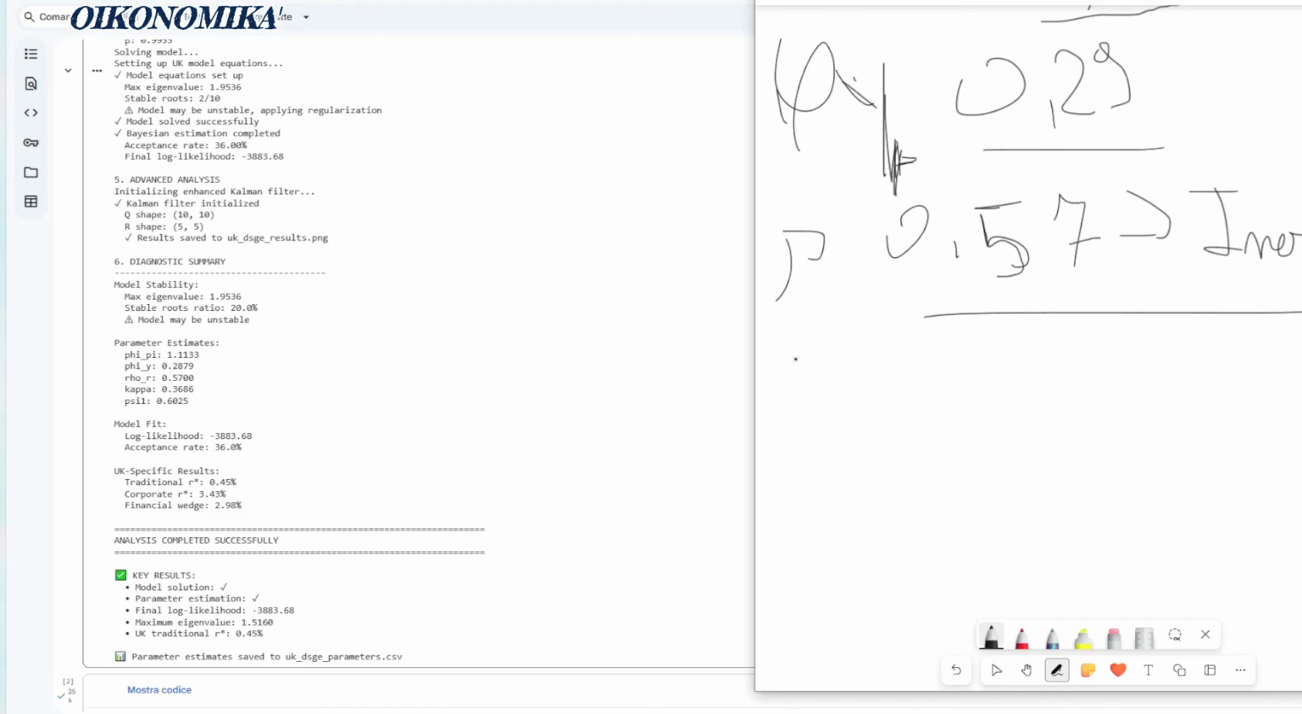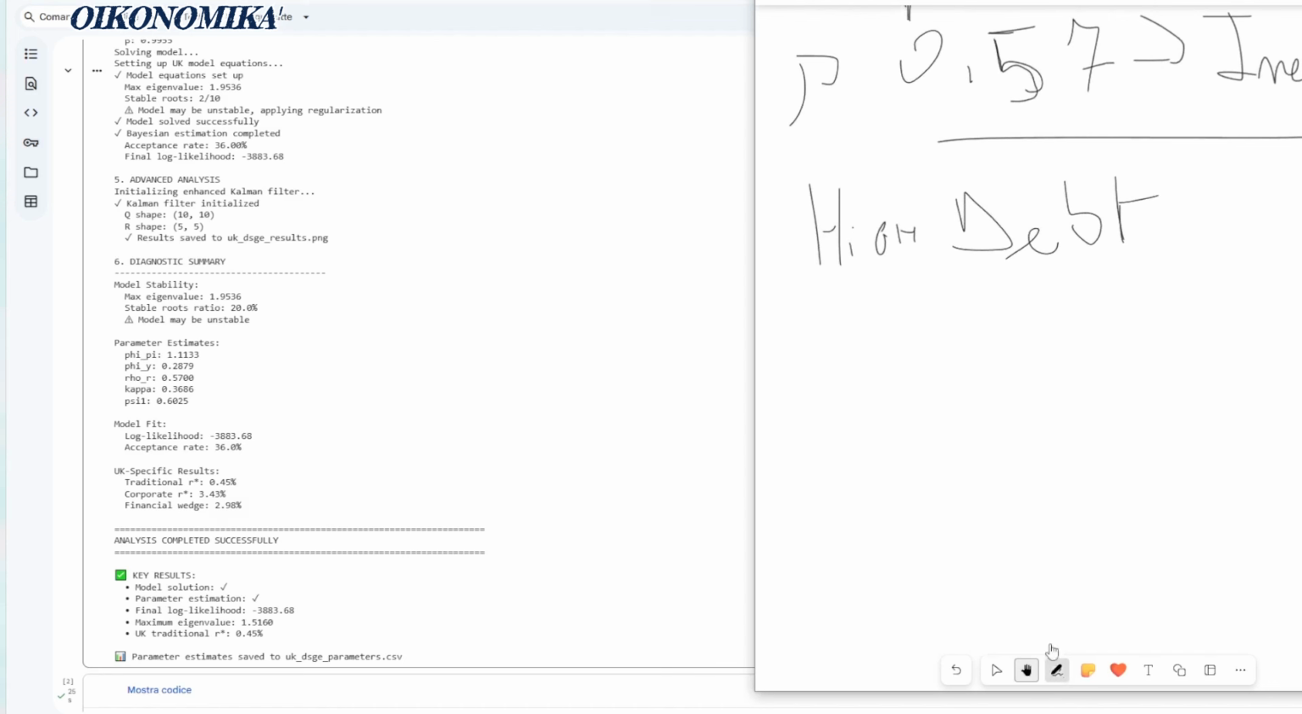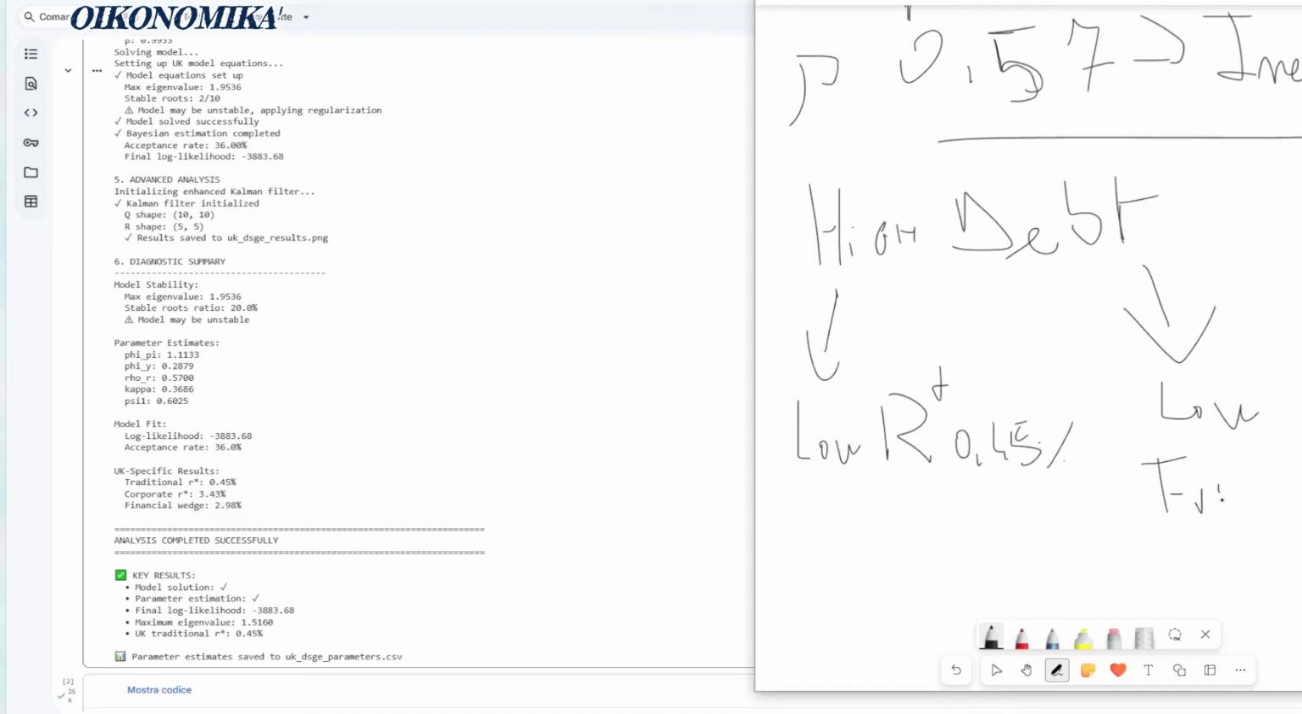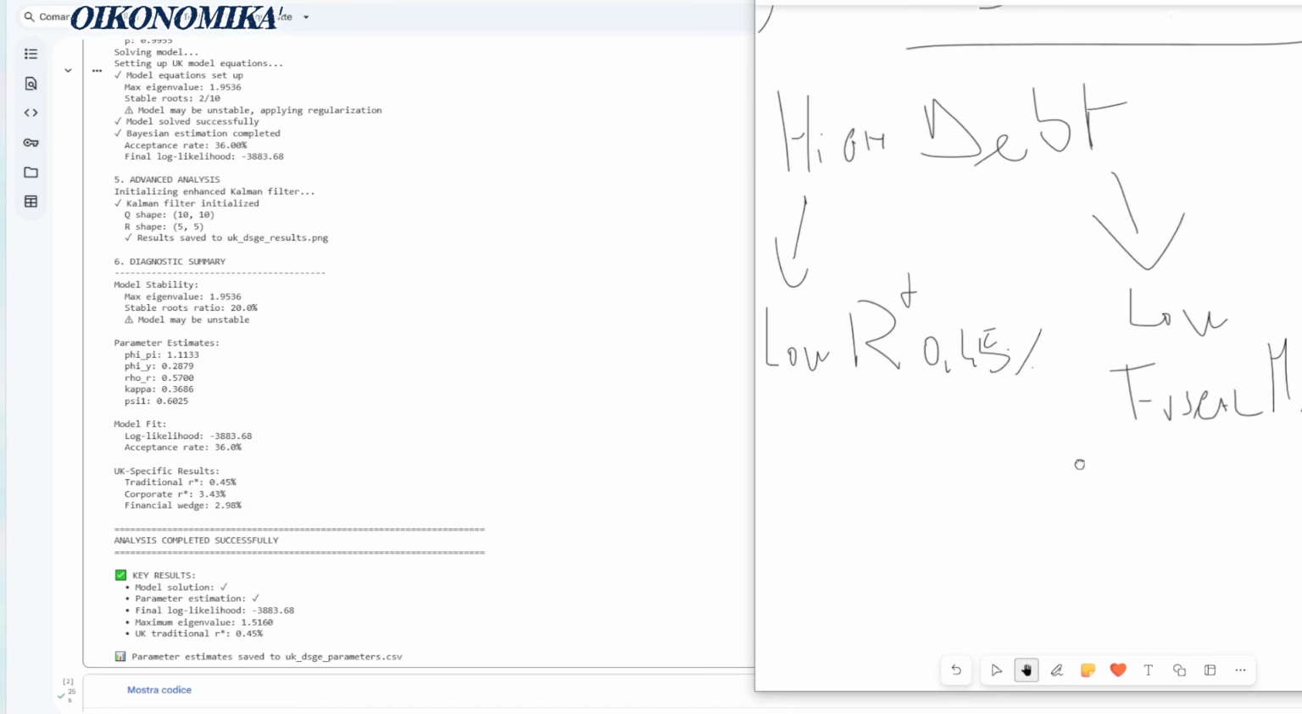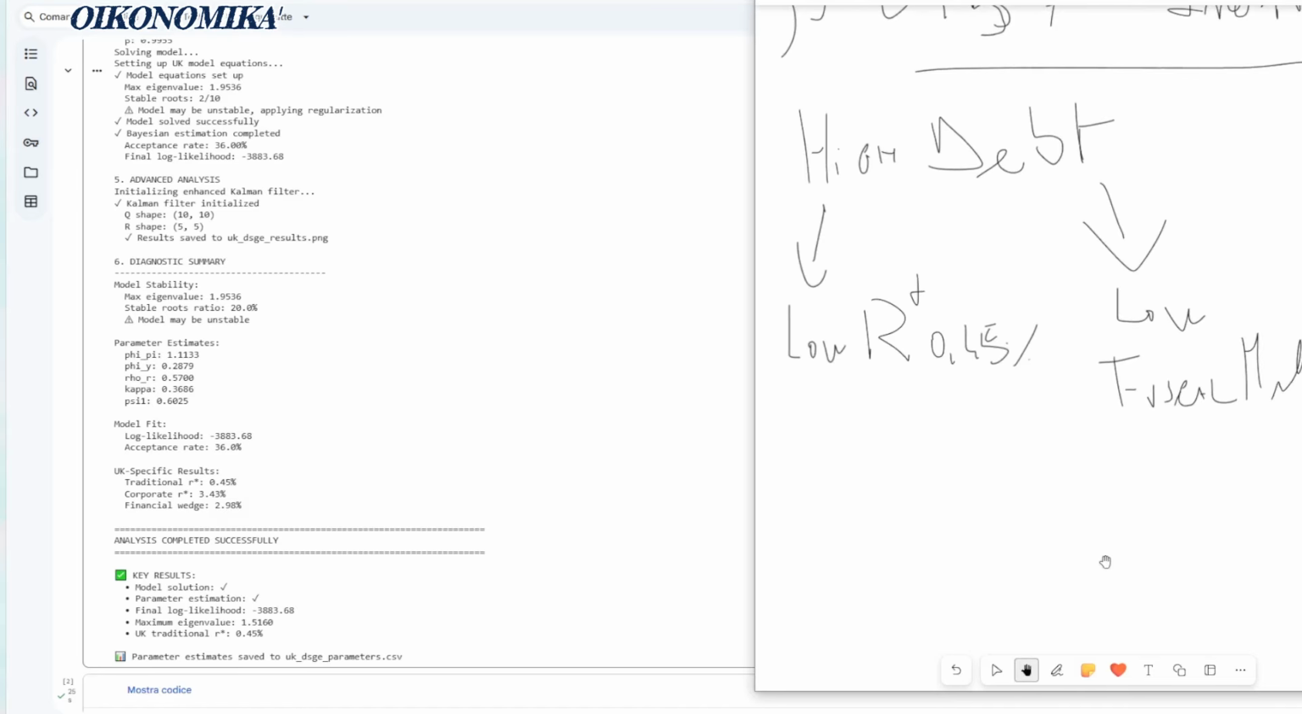And because we have high debt, what does high debt do to our economies? We have low R star, 0.45. We have a low fiscal multiplier. And these two things basically demonstrate why people in Britain believe there was austerity and this, that, and the other. No, it's because doing quantitative easing fills up the banks with bank reserves.